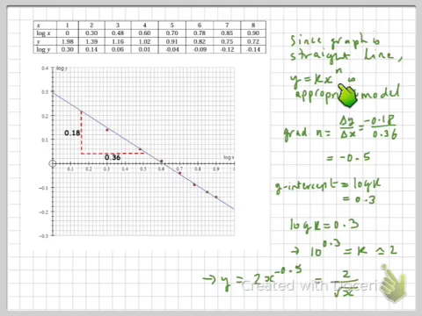So this y equals kx to the power of n can now be written as y equals 2x to the power of minus 0.5. This minus can now be written as 1 over, and x to the 0.5 is x to the power of half, which means it's a square root. So you've got 2 divided by the square root of x.